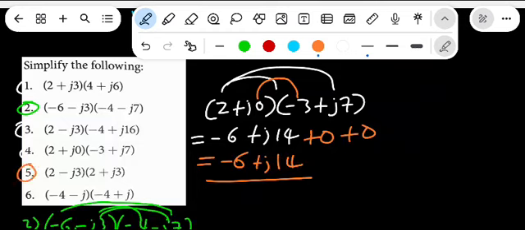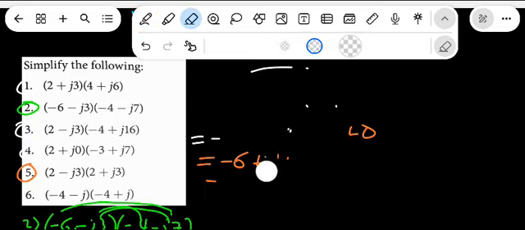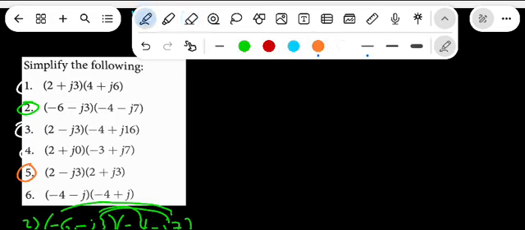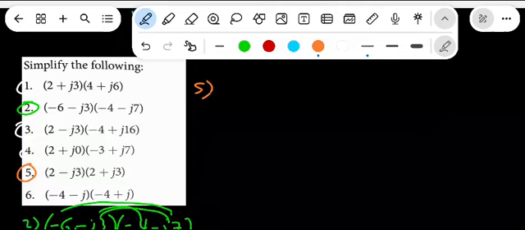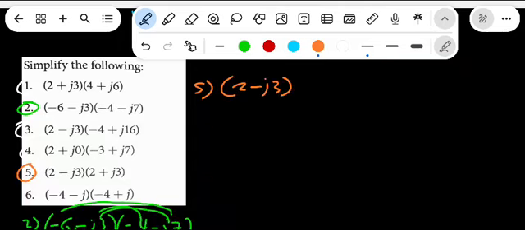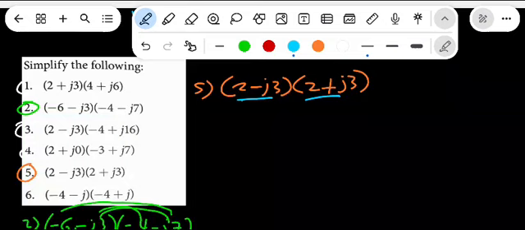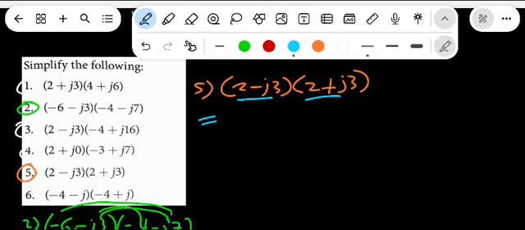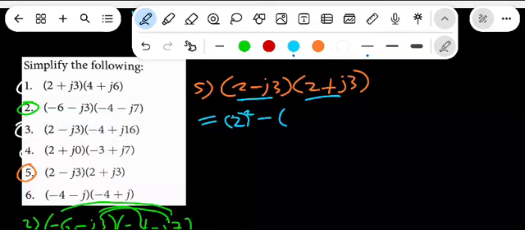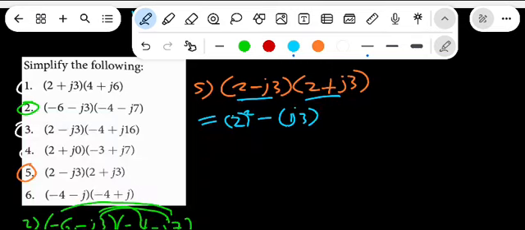Right, so number 5, we are given 2 minus j3 times 2 plus j3. So this is like a difference of two squares. As you can see, these are just a difference of two squares. This is a conjugate, simply what we call a conjugate. So this will be the same as 2 raised to the power of 2 minus j3 raised to the power of 2.